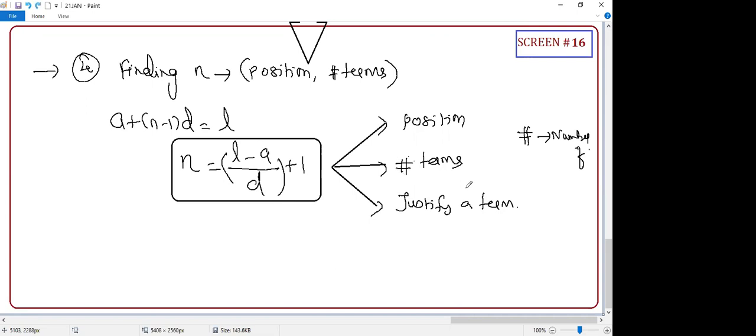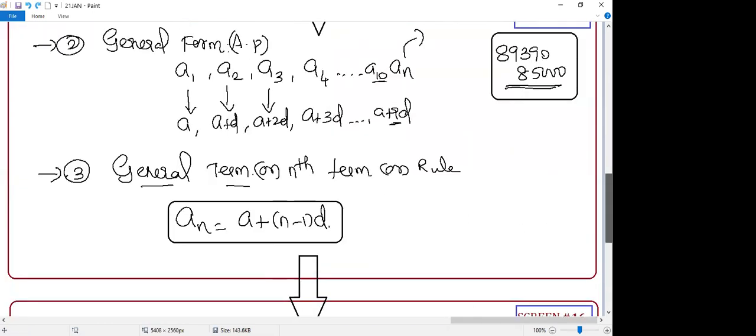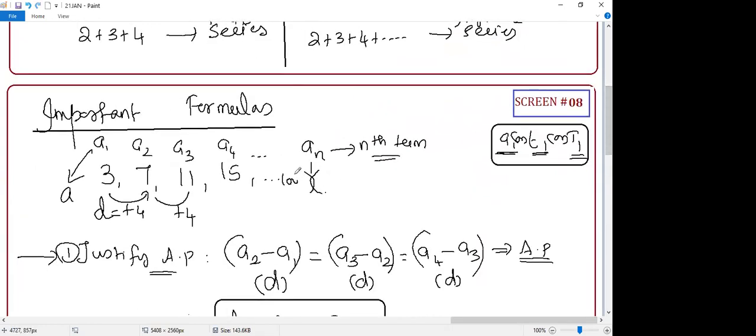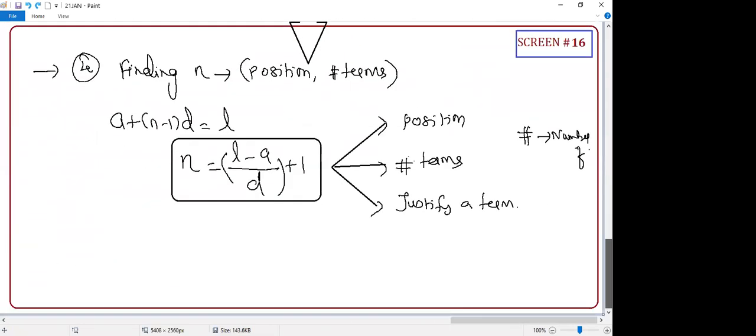So all you need to do is visualize this formula. But the very important thing is justifying a term. What is the meaning of that? If I'm saying 100, in which term? Which position? What will you do according to this formula? 100 minus 3. What is the answer? 97. 97 by 4 is what? It's a decimal number. Yes or no? But please remember, the number of terms is never a decimal number. Number of terms is always a natural number.